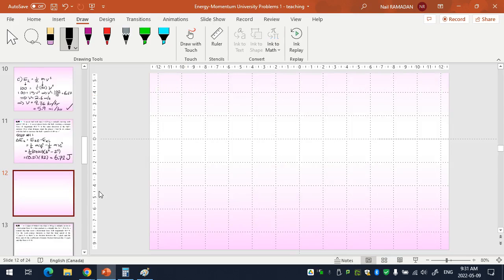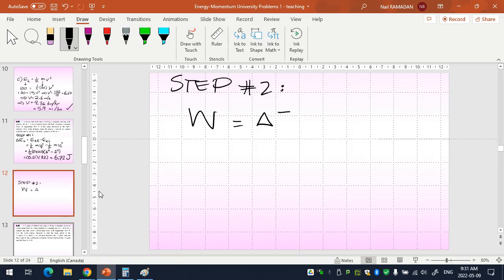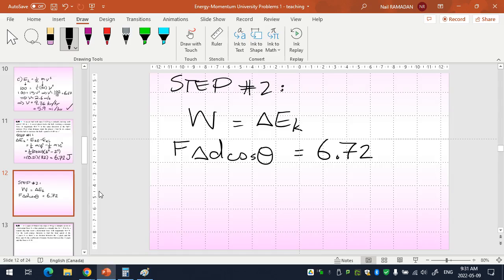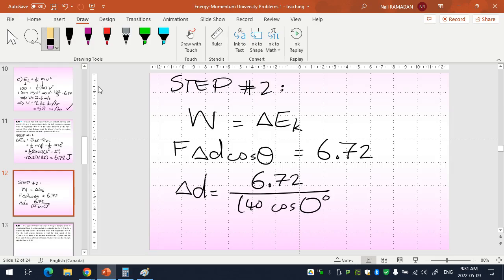All right, so step number 2. W equals delta EK, which means force times distance times cosine of theta is equal to 6.72. Done. Now I have to solve for distance. So distance equals 6.72 divided by, what was the force? 40 newtons times cosine of 0. I don't need brackets here, actually. Sorry. Yep, there we go. 40. Cosine of 0 is what? Positive 1. So I just need to divide 6.72 by 40.